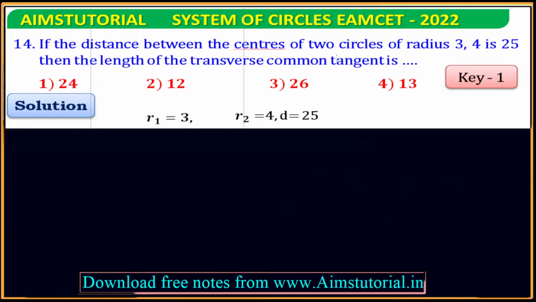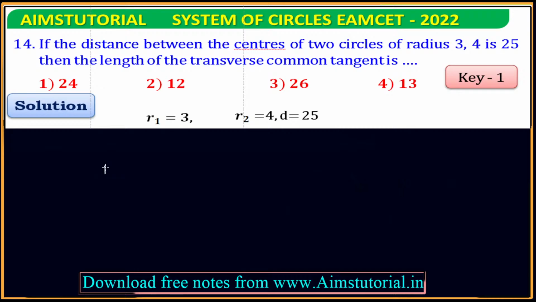The distance between the centers of two circles and the radii are given. Distance between the centers is 25, radius of the first circle is 3, radius of the second circle is 4. Then we have to calculate the length of the transverse common tangent. Okay, length of transverse common tangent.